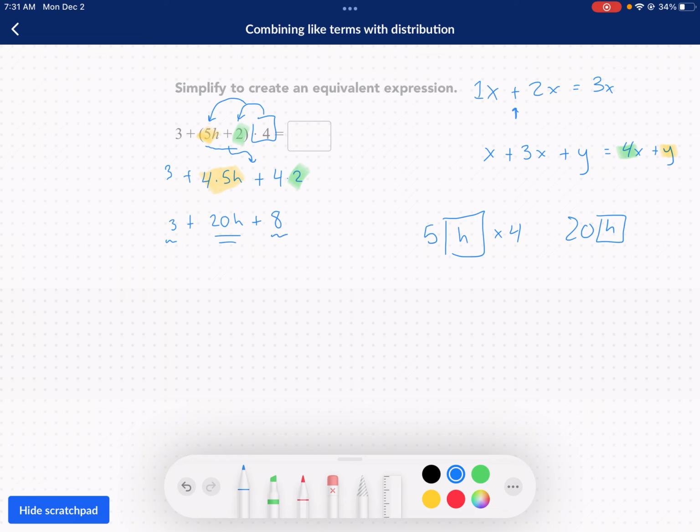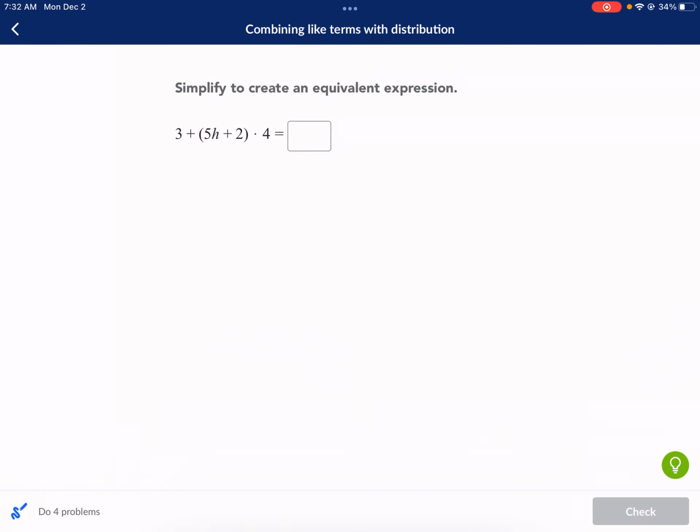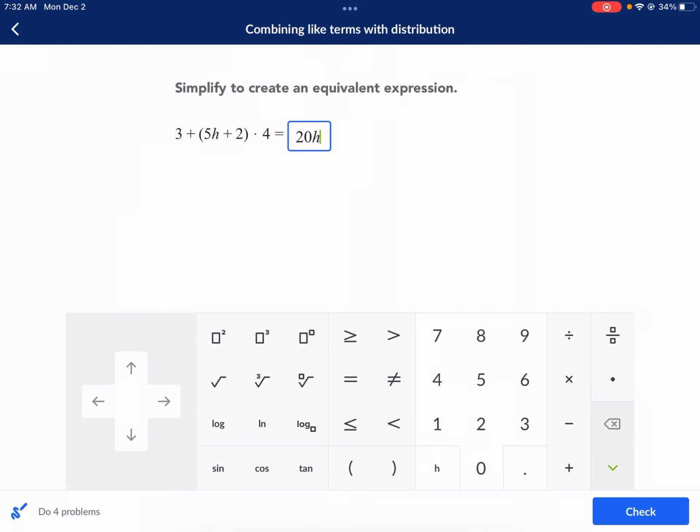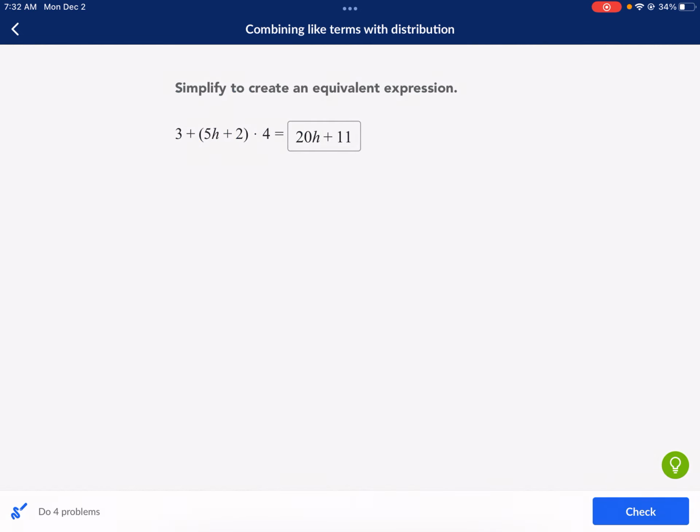We're going to add the 2 constants together because that's what we can do. We leave the variable alone because there's nothing left to do, and we have 20h plus 11, and that's going to be our final answer. So we have 20h plus 11, final answer, and let's move on to the next question.